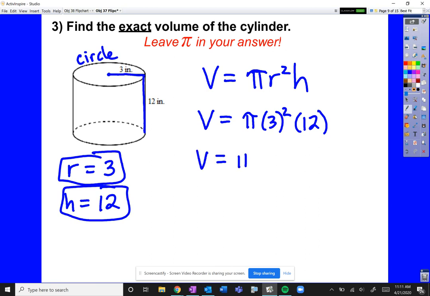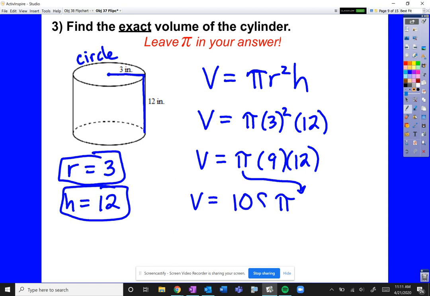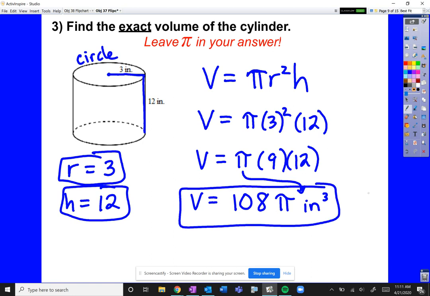So pi times 3 squared is 9 times 12. And then leave pi. We're gonna leave it on the end, right? Our symbols and our variables and our letters always go on the end. So 9 times 12 is 108 pi units, which are inches cubed. So we can find the exact volume by just leaving pi and sliding it over to the end. So that's it. All right, let's do another one.